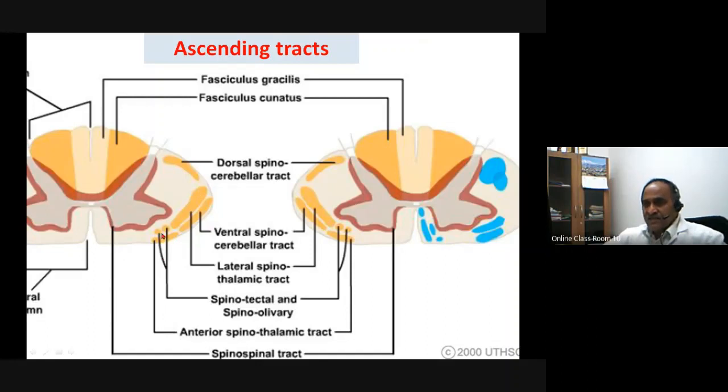Spinothalamic. Then these are spinotectal or spinocollicular, and spino-olivary. There are also some of those things which are not mentioned here: spinoreticular fibers. That means some of them go up to the reticular system in the midbrain and medulla. Then this is anterior spinothalamic, and this is lateral spinothalamic. Now there are intersegmental pathways that we have not shown here. These are the ascending tracts.